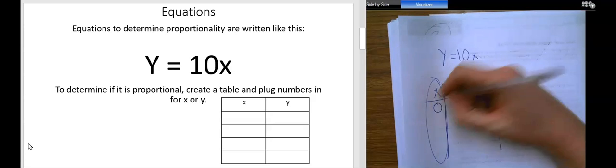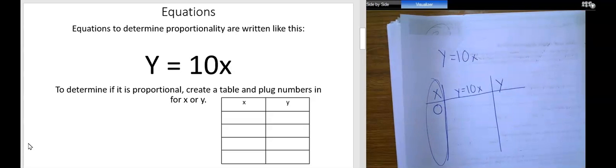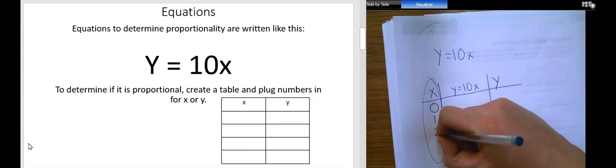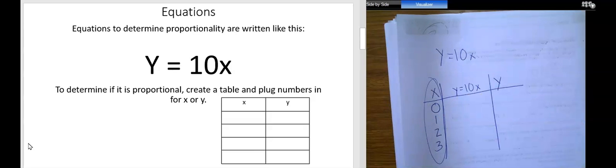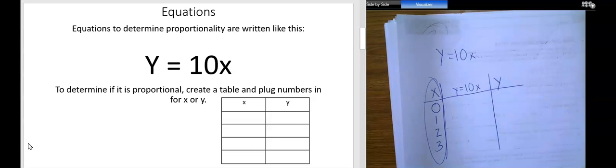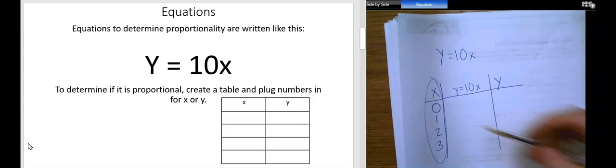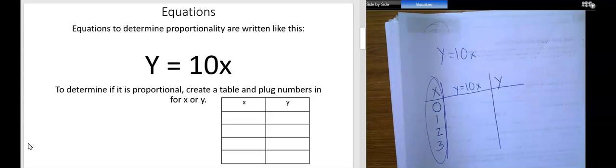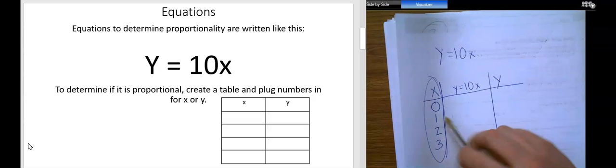There is no number easier to work with than 0. And 1 is easy, and 2 is easy, and 3 is easy. If I'm picking numbers, I can pick absolutely anything I want, but why make math hard? I'm going to pick 0, 1, 2, and 3 every single time because I want to do math the easiest way possible. So then, this is x.